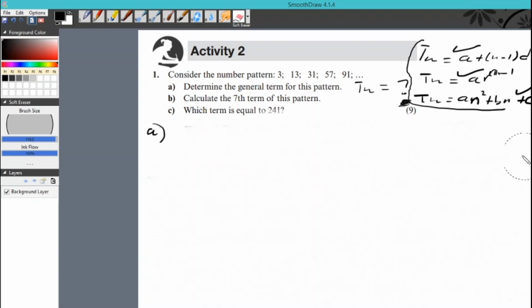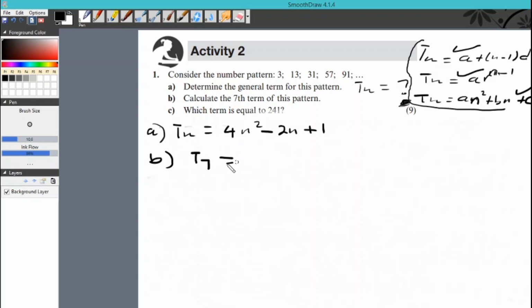Okay, so the solution we found is that Tn is equal to 4n squared minus 2n plus 1, right? Part b asks to calculate the 7th term of the sequence. So substitute 7 where you see n in that formula, right?